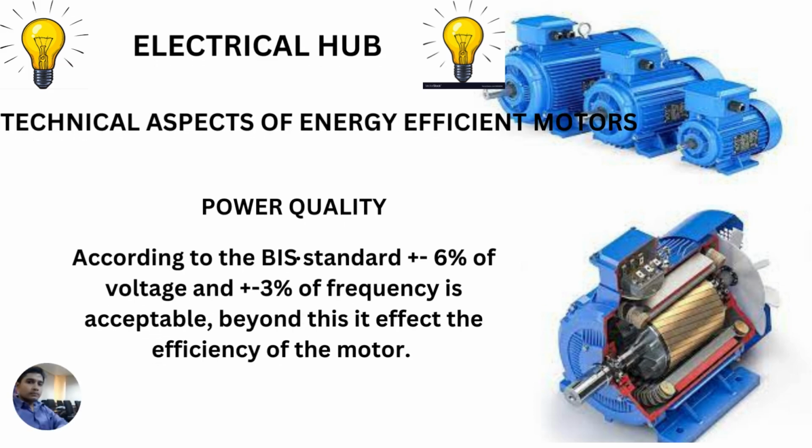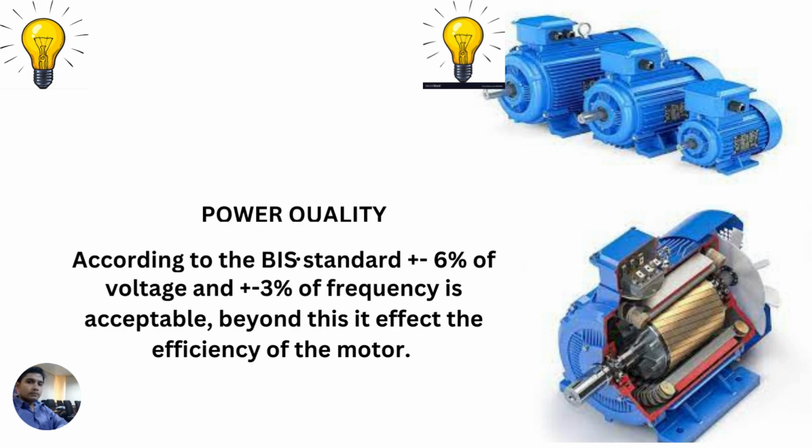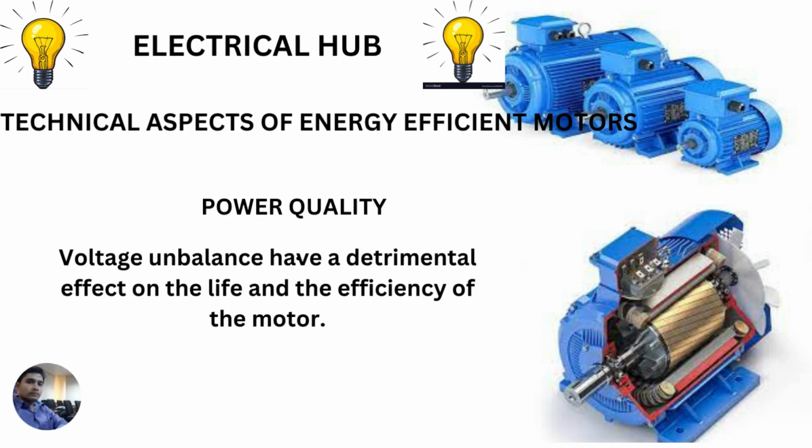As we have discussed about power quality, according to the BIS standard, plus minus 6% of the voltage and plus minus 3% of the frequency is acceptable. Beyond this, it affects the efficiency of the motor. So, as we know, voltage imbalance has a detrimental effect on the life and the efficiency.